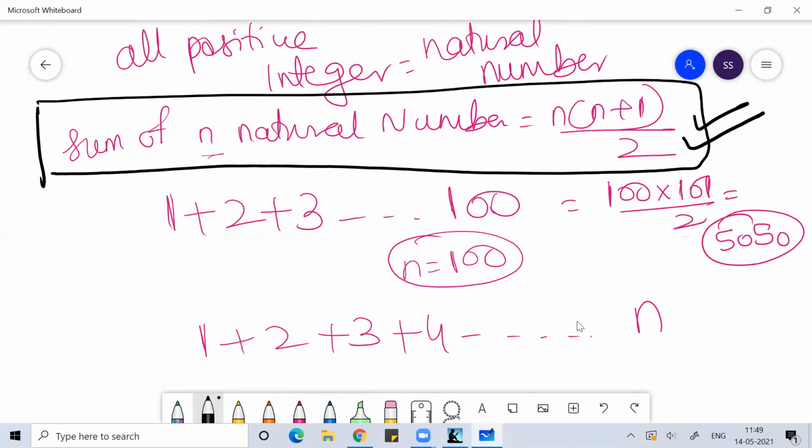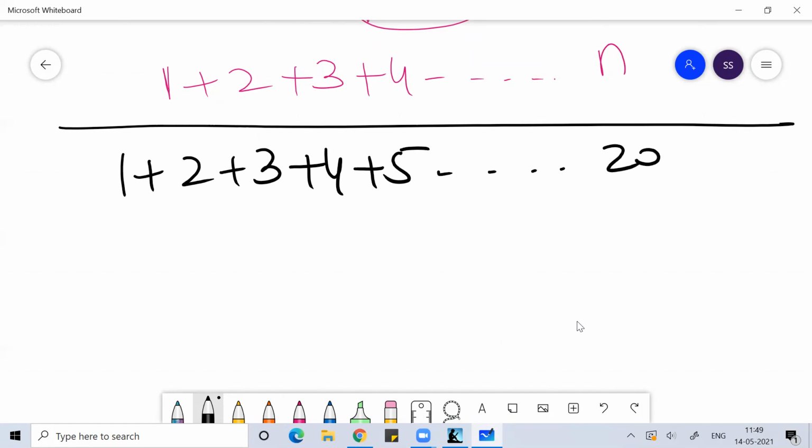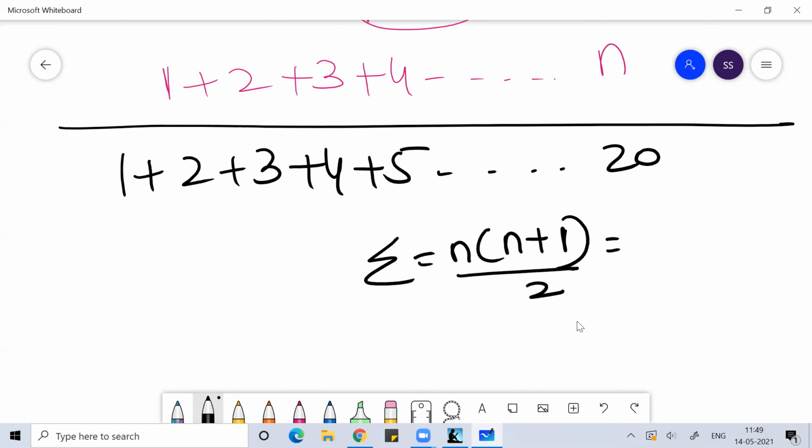I can ask you what is the sum from 1 to 20. Either you do it manually or apply the formula n into n plus 1 by 2, where n is 20. So 20 into 21 by 2, and the answer will be 210. So with the formula it becomes very easy.